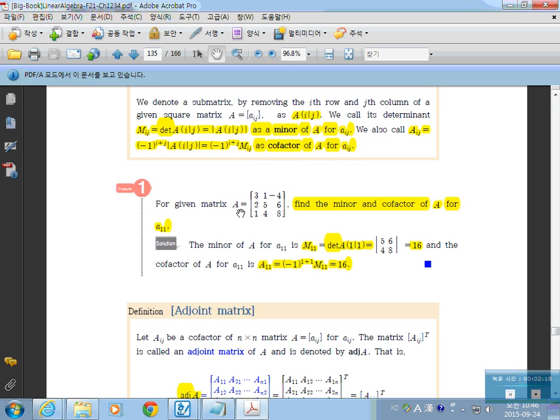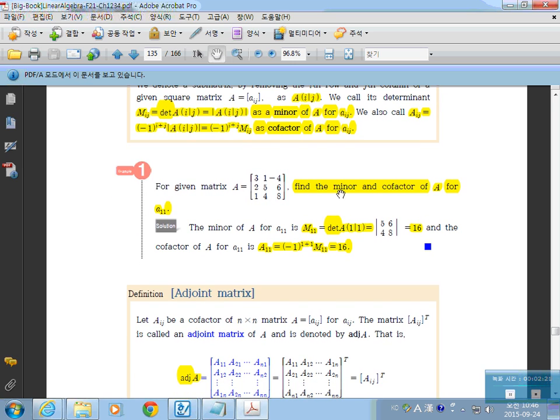Here, suppose we have a 3 by 3 matrix like this. Then find the minor and cofactor of A for A11. We delete the first row and first column, then we have a 2 by 2 matrix like this. The determinant of this, which is 16, is the minor of A for the A11 entry. Then the cofactor of A for A11 is the product of the minor and minus 1 to the i plus j, which is 1 plus 1. So this is going to be 1. So the cofactor and minor are the same in this case.